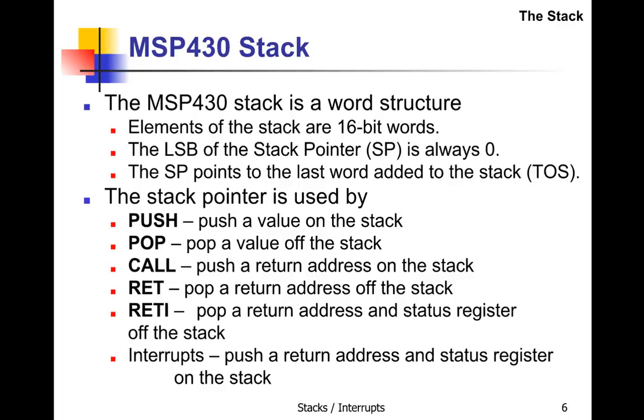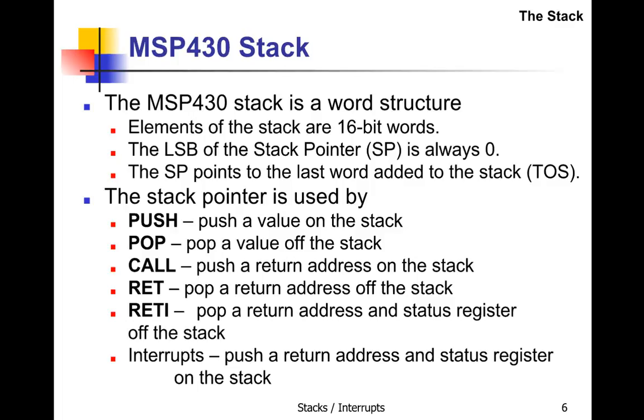So the MSP430 stack is a word structure. In other words, every time you advance the stack pointer, it goes a whole 16 bits, 2 bytes. The least significant byte of the stack pointer is always 0, because it's a word structure. The stack pointer points to the last word added to the stack, or the top of the stack, TOS, as they sometimes label it. The stack pointer is used by the following operations.